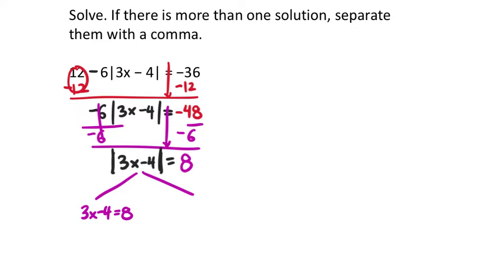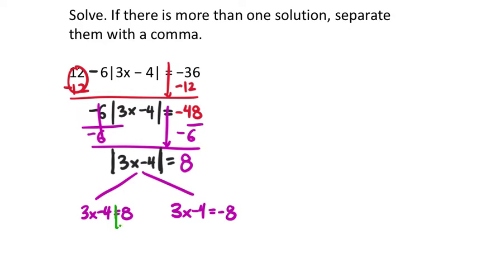But also, if I could make the inside of the absolute value, 3x minus 4, equal -8, it would still be true. Again, this -8 would be on the inside of that absolute value after solving for x, and the absolute value of -8 is 8. That's why we end up with two values on this. So let's go ahead and solve them.